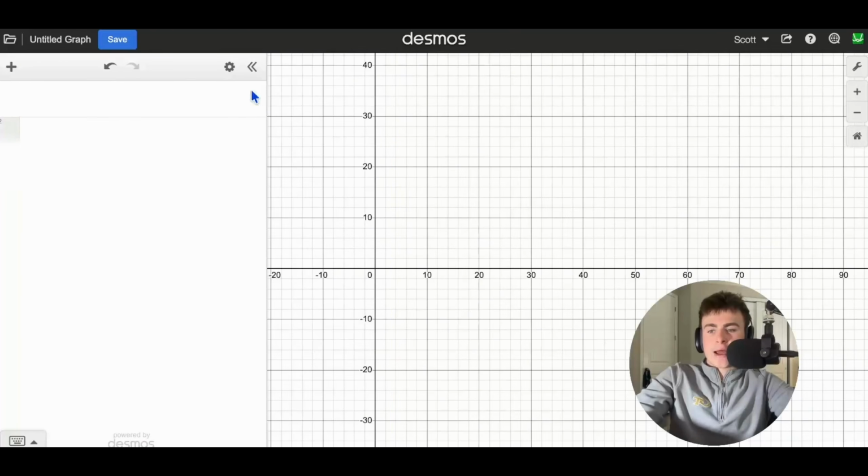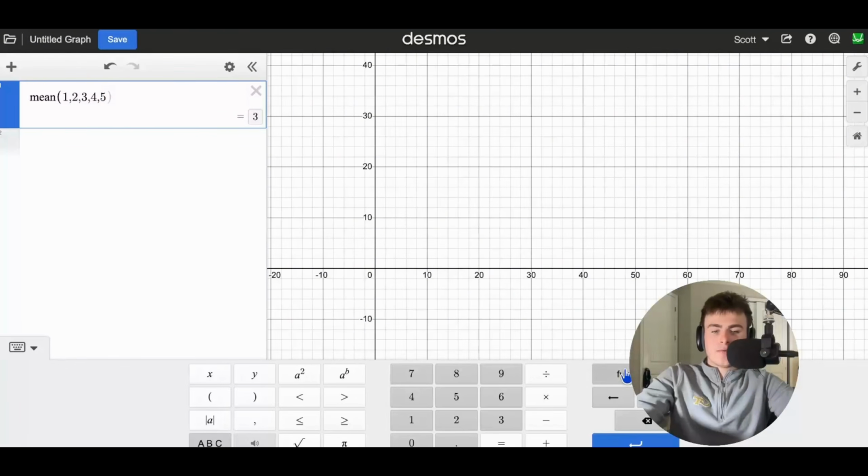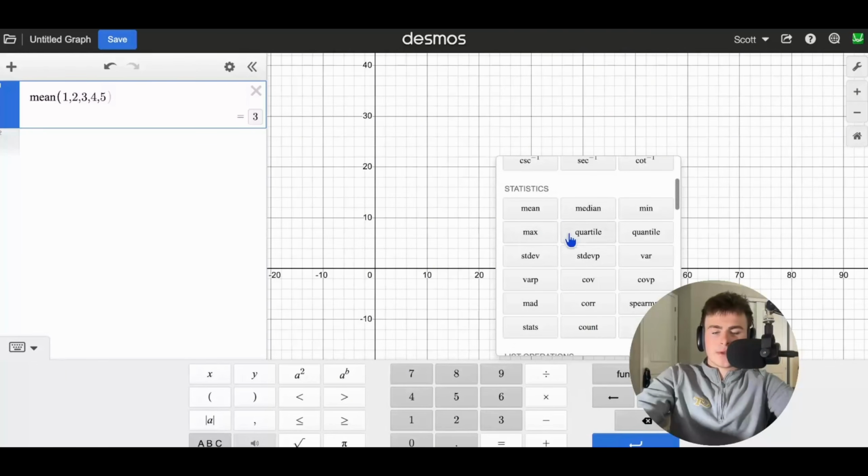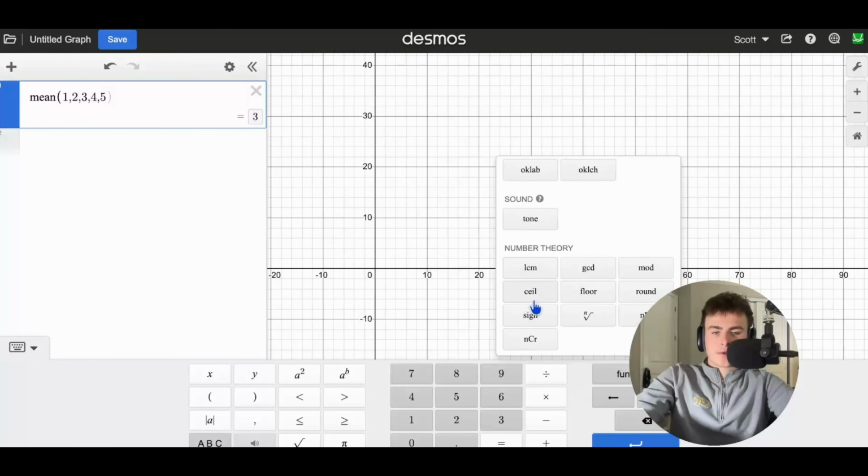Now moving on, we have stats functions. This is like if you have a list, let's say 1, 2, 3, 4, 5. You can find the mean just by literally typing in mean. So mean, there you go. Also, all these stats functions, if you forget any of them, go to functions on this tab and then scroll down to statistics and then some other stuff here, which I'll explain later.